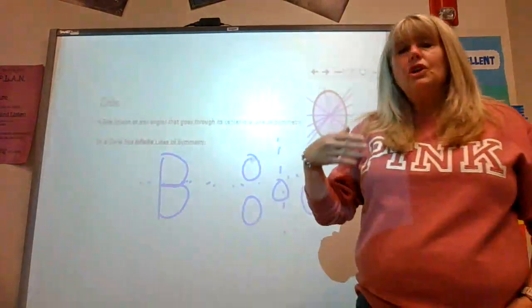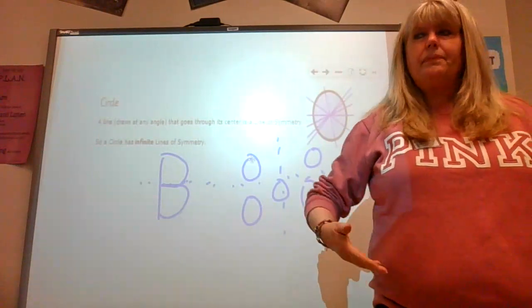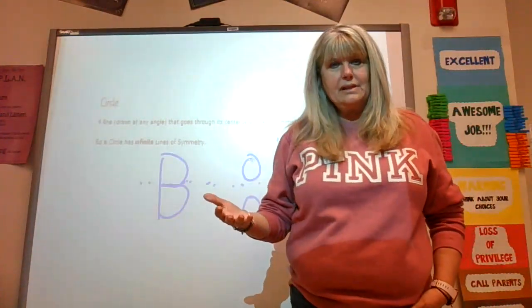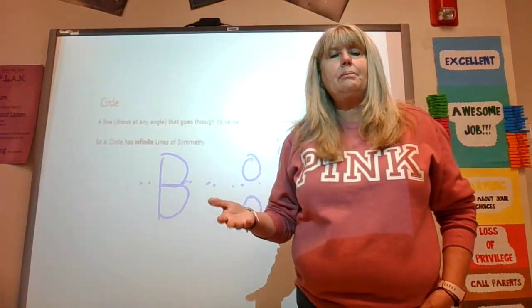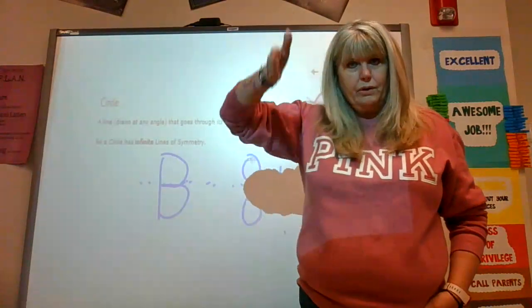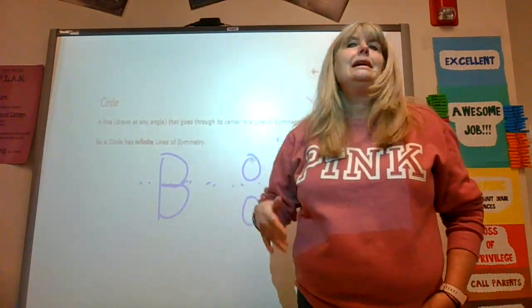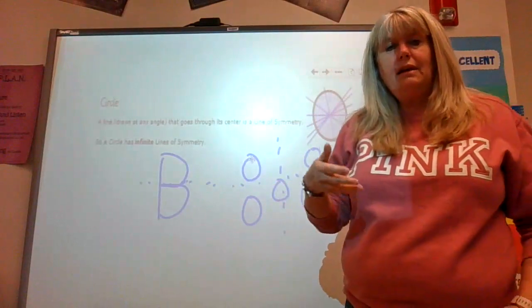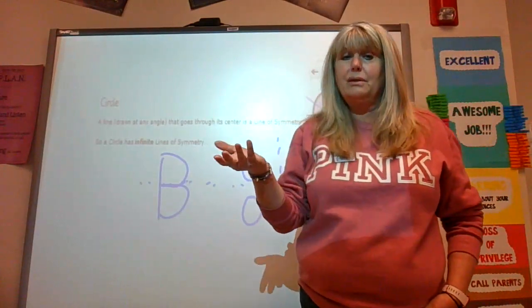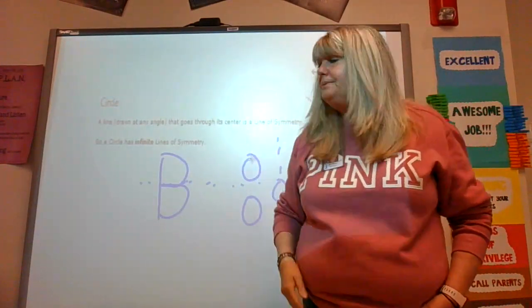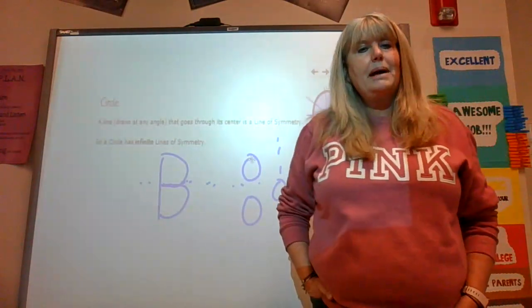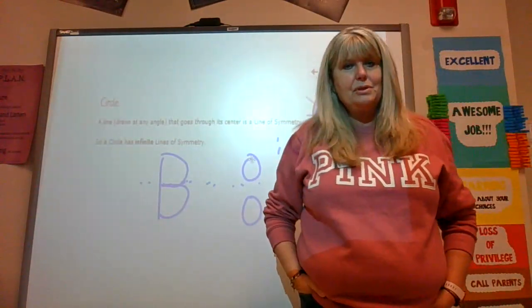So, start looking at objects and thinking about, do they have any lines of symmetry? Most of the time, look at the first vertical and then horizontal. And then from there, you can look and see if they have a vertical and they have a horizontal, maybe they have a diagonal. So your lesson today is all about symmetry and recognizing symmetry in shapes.